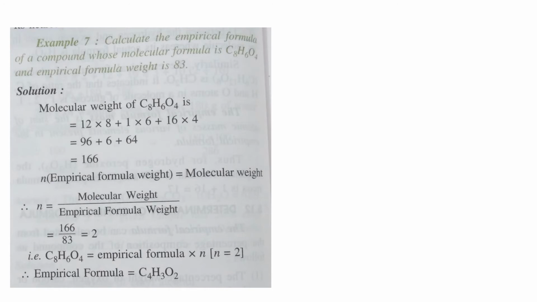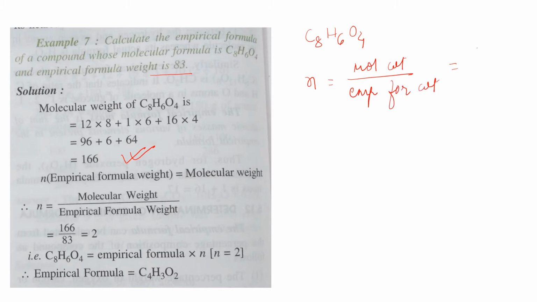Calculate the empirical formula of a compound whose molecular formula is C8H6O4 and the empirical formula weight is 83. That means the empirical formula weight is given and the molecular formula is given. For the molecular formula C8H6O4, first of all you have to find out the molecular weight. After finding it, it comes to 166. Now N is equal to molecular weight by empirical formula weight. The molecular weight is 166 and the empirical formula weight given to us is 83. So I am getting N as 2.